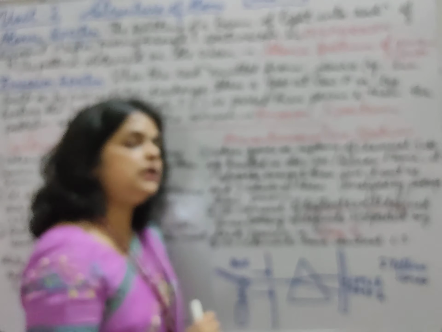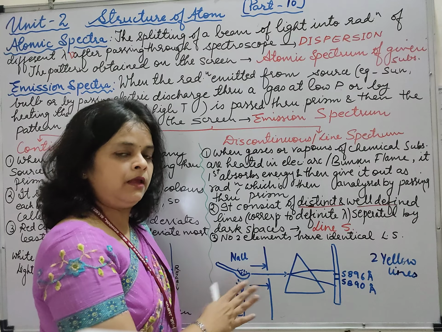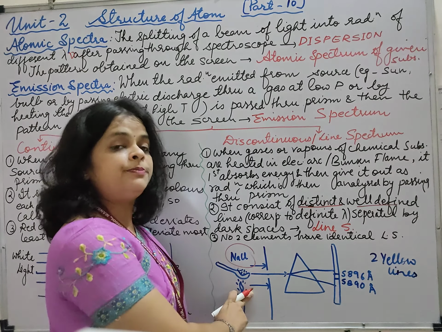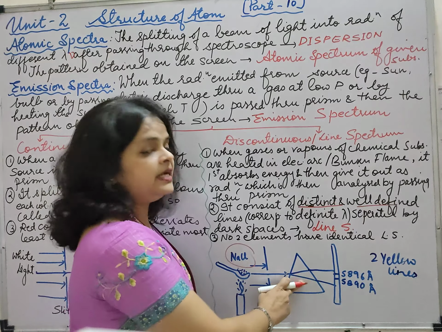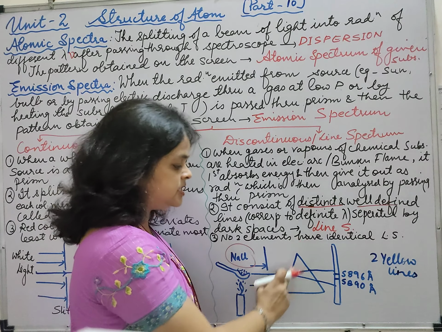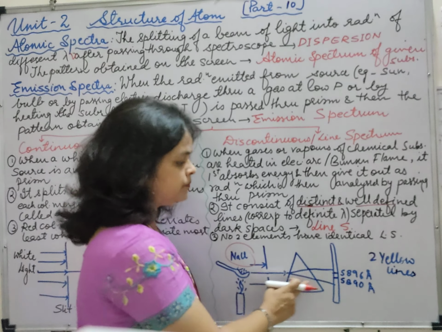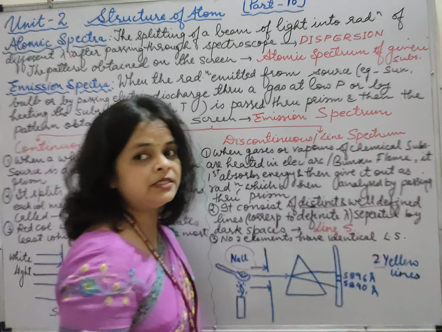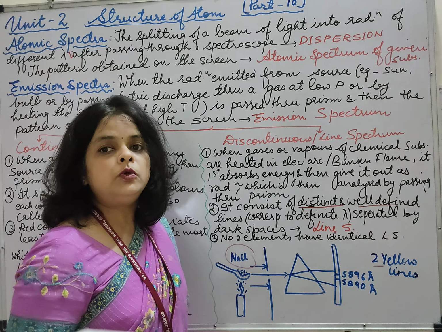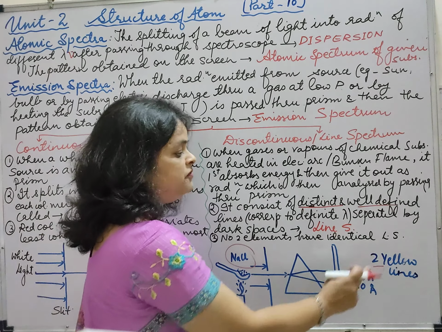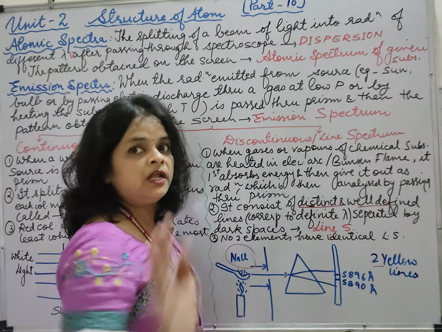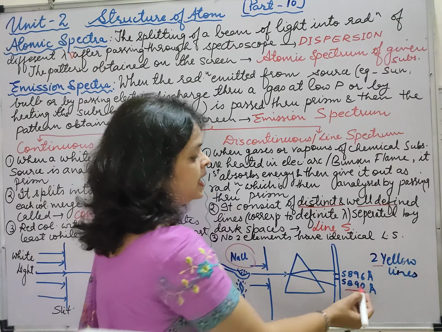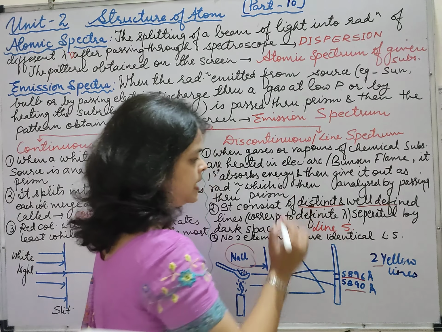Okay. अच्छा, अगर हम NaCl की बात करते हैं, if you are talking about this particular NaCl, तो NaCl का स्पेशल फीचर क्या है बच्चों, when the dispersion takes place from the prism in the spectra, we are getting two yellow lines. We are getting two yellow lines here, which correspond to particular wavelengths, that is 5890 angstrom and 5896 angstrom.